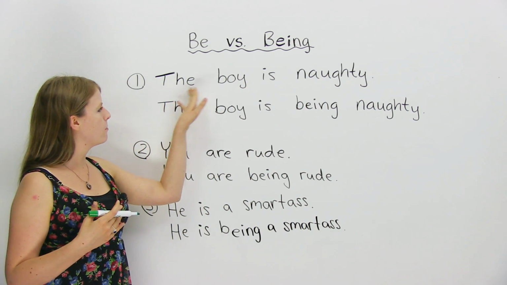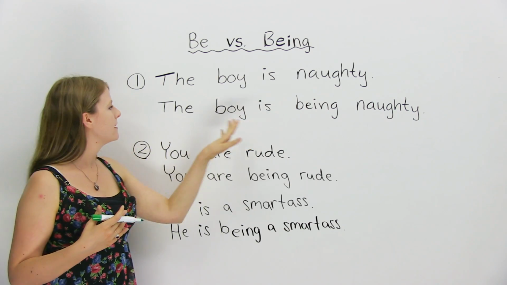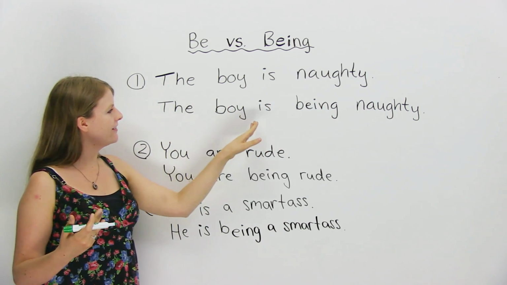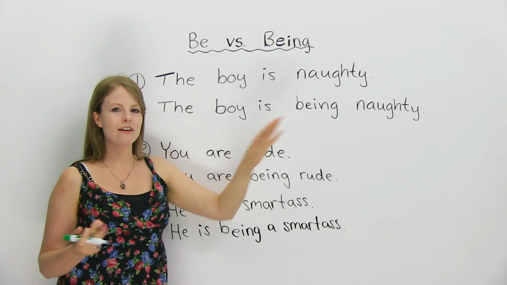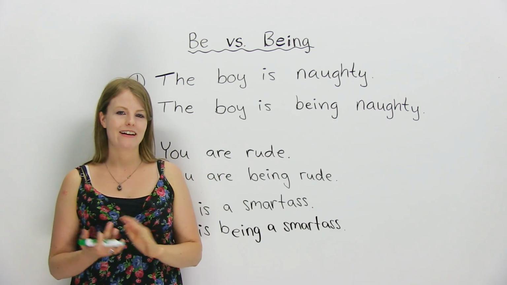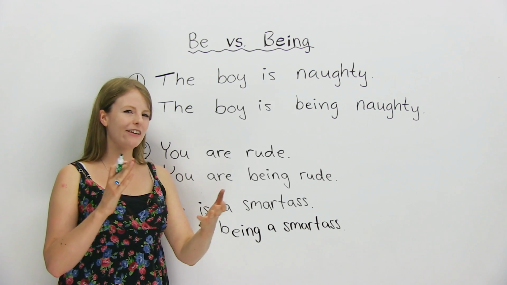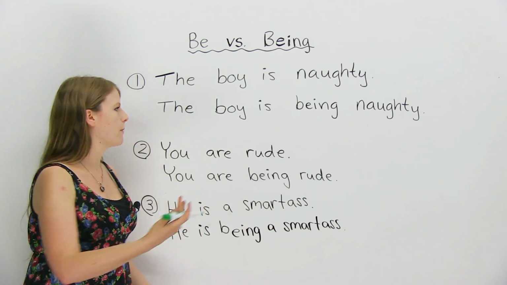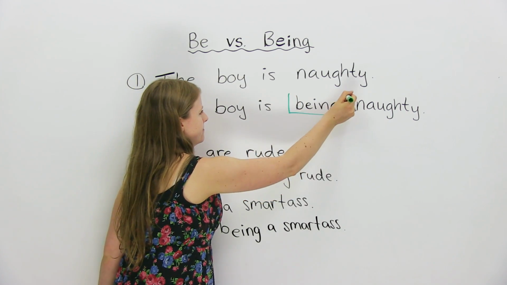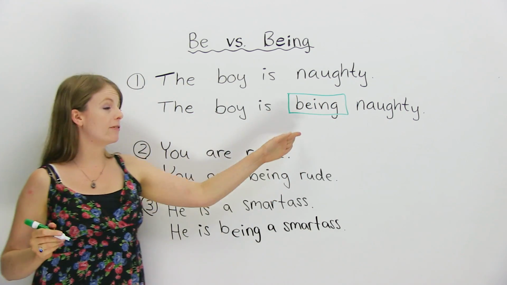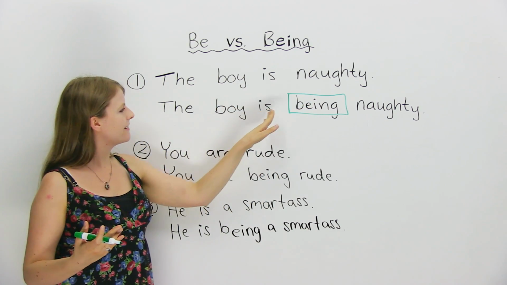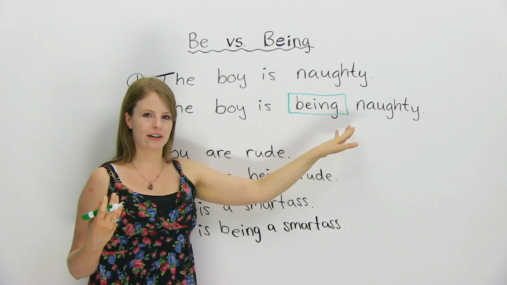The first one, the boy is naughty. So naughty is like a bad boy. And the second one, the boy is being naughty. What is the difference in these two sentences? Just looking at the grammar, what is something that you notice? Well, you probably notice this is the only thing that's different. The boy is naughty. The boy is being naughty.